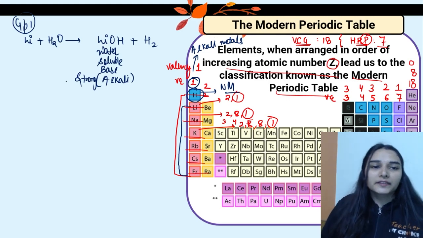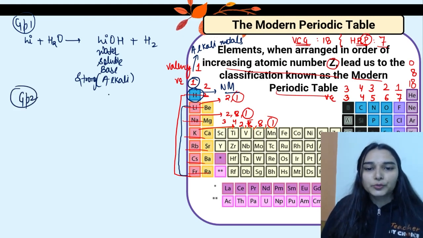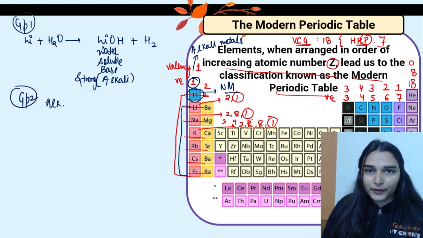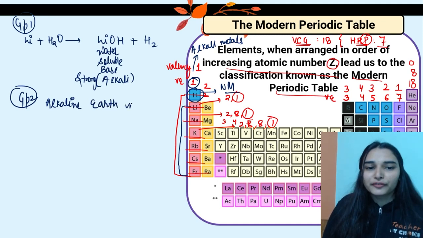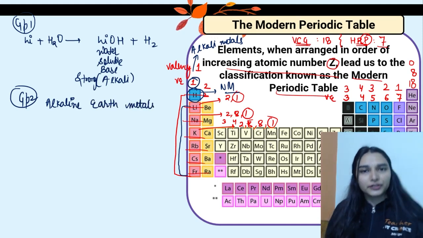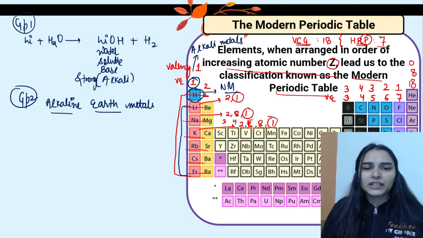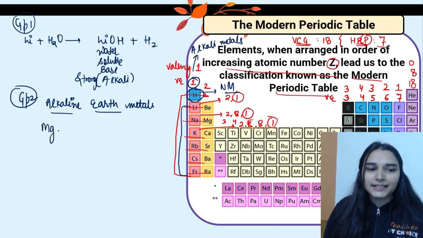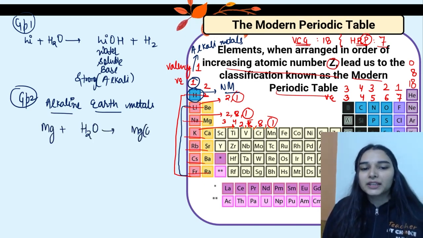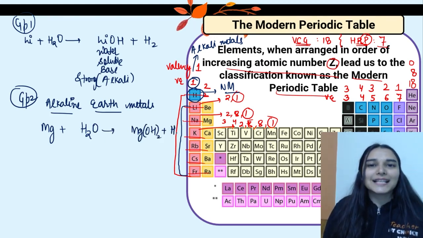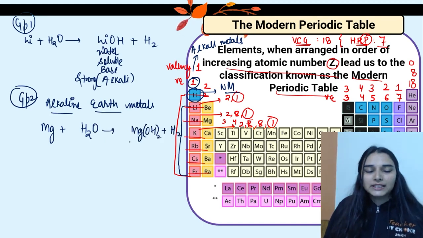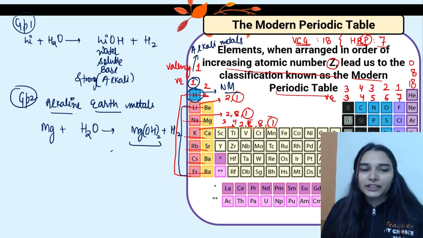Similarly, group 2 elements are known as alkaline earth metals. The name earth comes from the fact that most of them are obtained in the earth's crust. They are found in the earth's crust. And alkaline, why? Because even if you take the group 2 metals, say I have taken magnesium, when we dissolve them in water, they will also give us water soluble bases, which are known as alkalis, but their water soluble bases are relatively weaker. So they don't give us strong alkalis, they give us weaker alkalis.